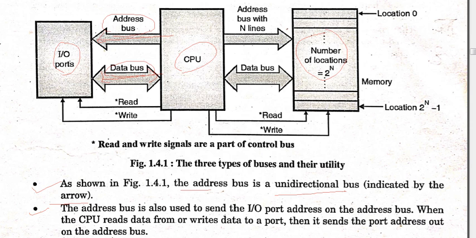The address bus is also used to send the input output port address on the address bus because यहाँ पे एक से ज़्यादा input output devices connect हो सकते हैं CPU के साथ. So that's why each device has its own address. So that address can be sent through this address bus. So when the CPU reads the data from or writes the data to a port, then it sends the port address out to the address bus.